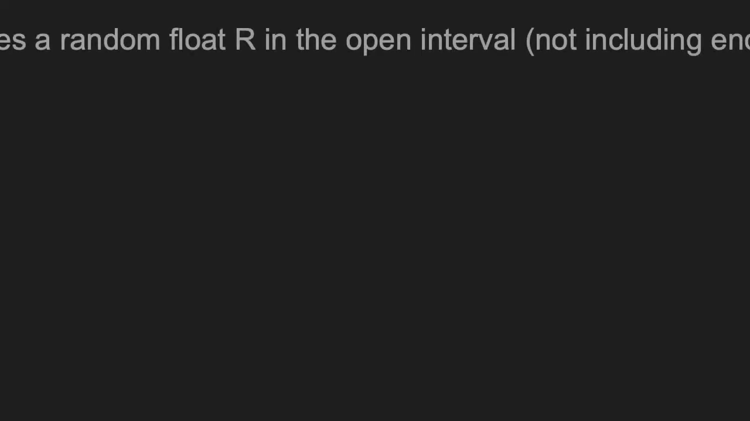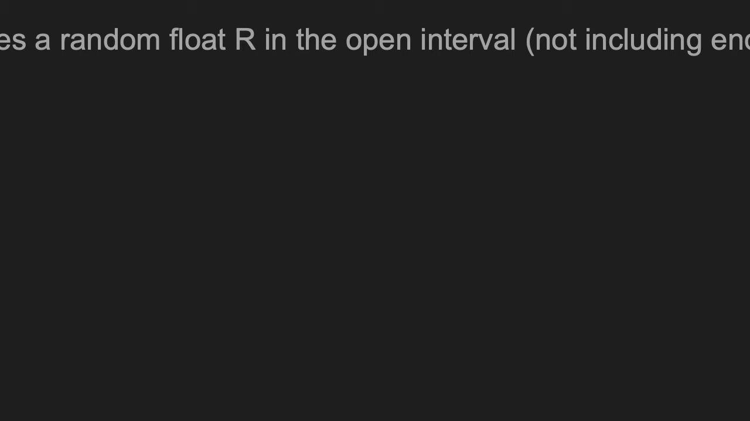So the first one, random/1, is actually an output which you get. Random produces a random float in just the open interval, which means not including the endpoints, of 0.0 to 1.0.